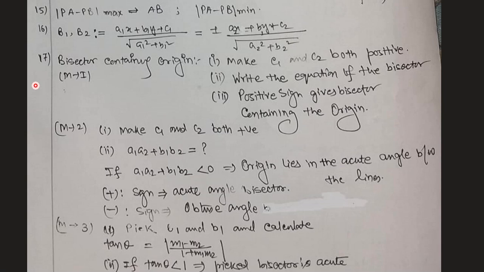Now you are going to calculate the acute angle bisector and obtuse angle bisector. In case of the acute angle bisector, you make c1 and c2 positive, then calculate a1a2 plus b1b2. This quantity you have to calculate. Suppose you are getting it less than 0, then in that case the positive sign gives the acute angle bisector and the negative sign of the bisector's formula gives the obtuse angle bisector. If a1a2 plus b1b2 is positive, then the positive sign will give the obtuse angle bisector and the negative sign will give the acute angle bisector.